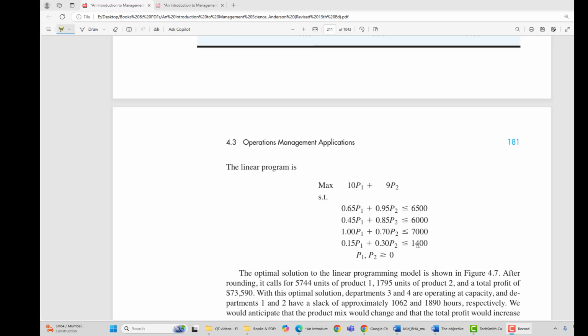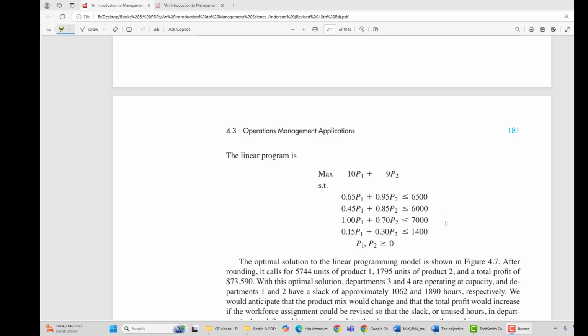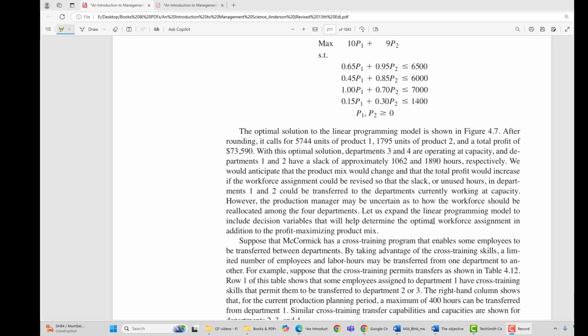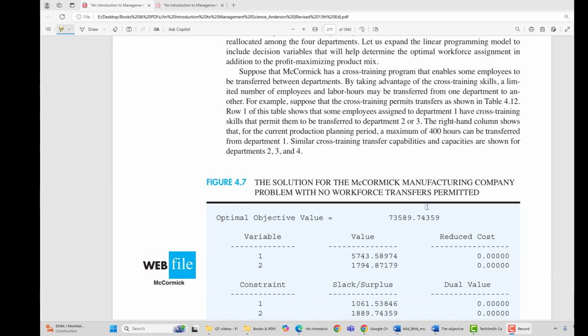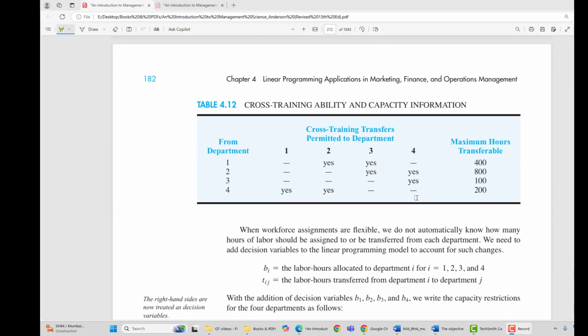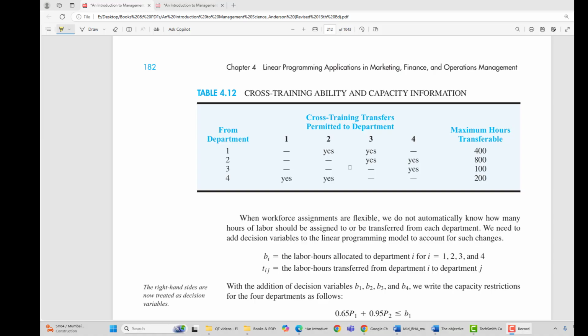This is a plain problem, but now we are going into cross training. This is the information on where you can transfer some people from department to department because they are now cross trained. From department 1 to department 2, yes, the transfer is possible. From 1 to 3 is possible. From 2 to 3 and 2 to 4 is possible. From 3 to 4 is possible. From 4 to 1 and 4 to 2 are possible.